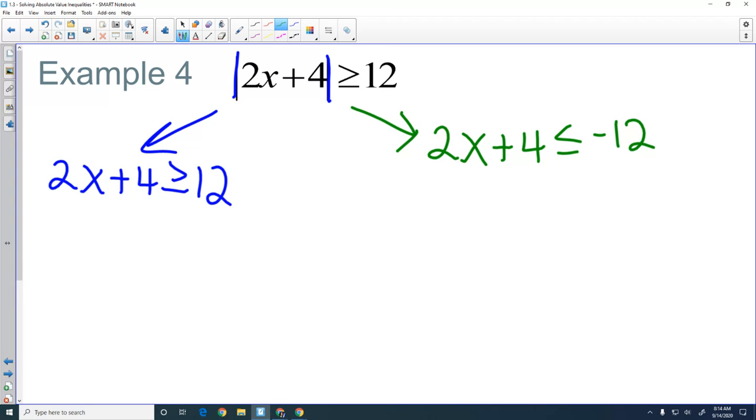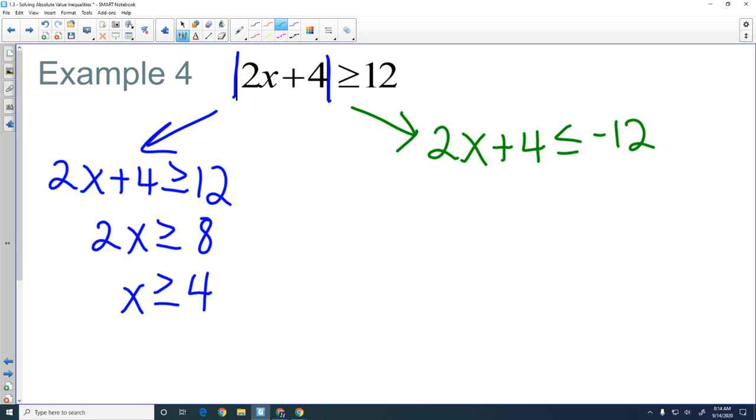And then we just solve each of these separately. On the left side, we can subtract 4 from 12 and get 8. Then divide both sides by 2. So x is greater than or equal to 4. Did anyone else get that for the first part? Okay, good, good.